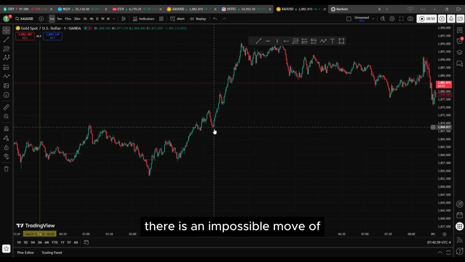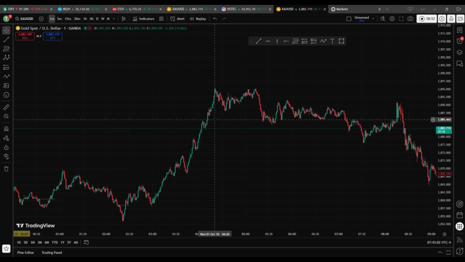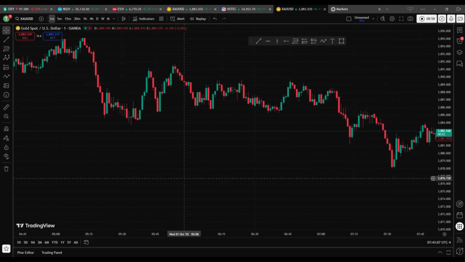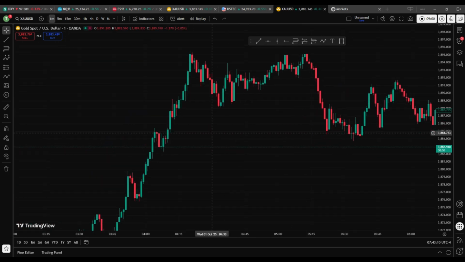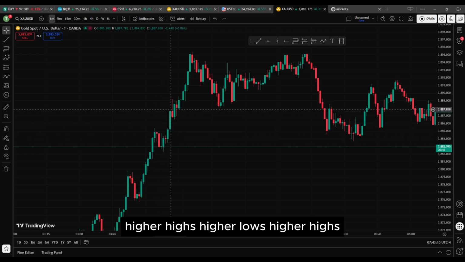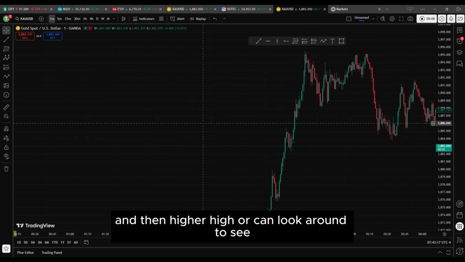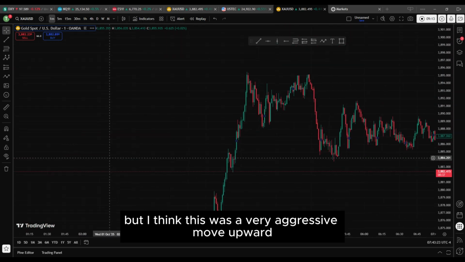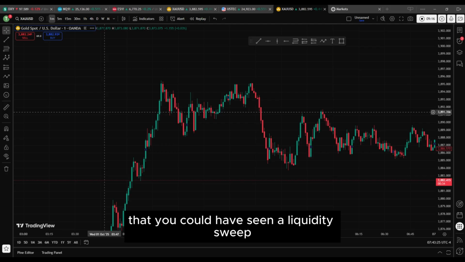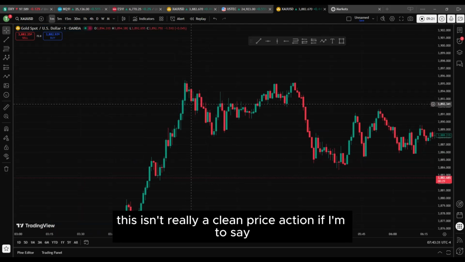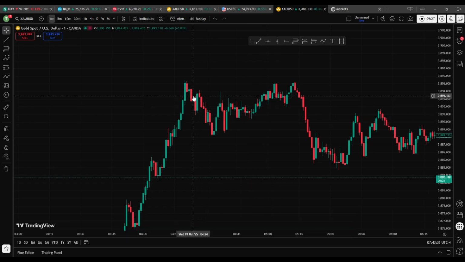There is an impulsive move up. The price was making higher highs, higher low, higher highs, higher low, and then a higher high. I think this was a very aggressive move upward. Let's see if we could have seen a liquidity sweep somewhere. But then you notice something. This isn't really clean price action, if I'm to say.